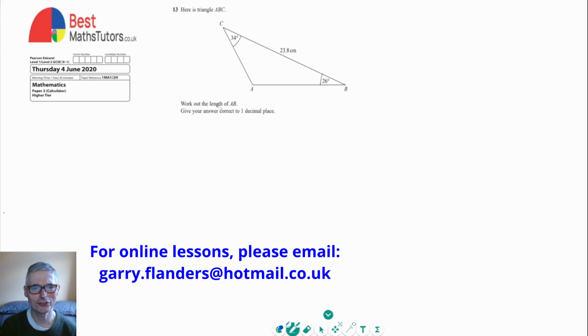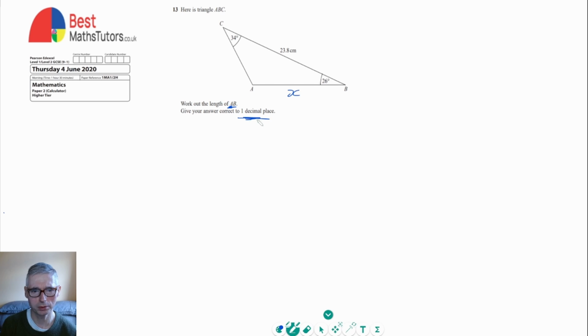Hi, this is question 13 and it's a question involving the sine rule. What we've been asked to do is find the length AB, which I'm going to call X, and we've got to give the answer correct to one decimal place.